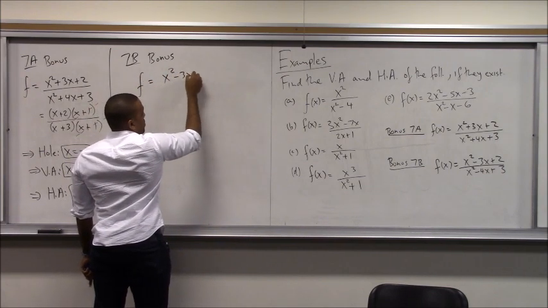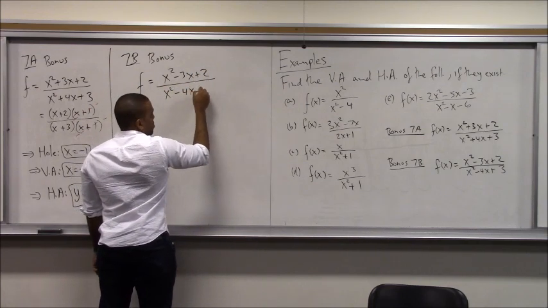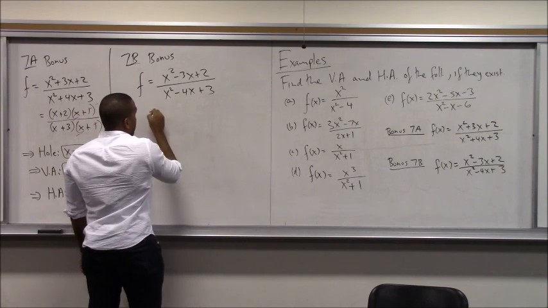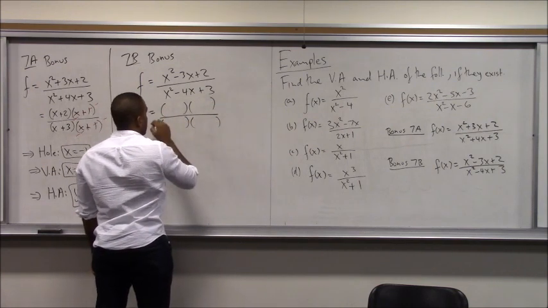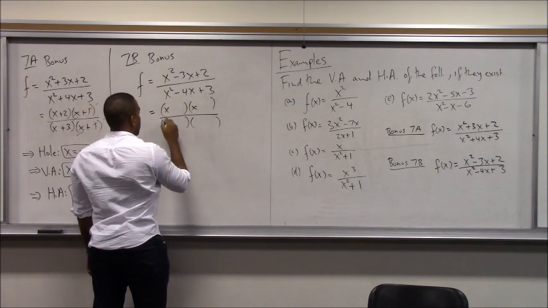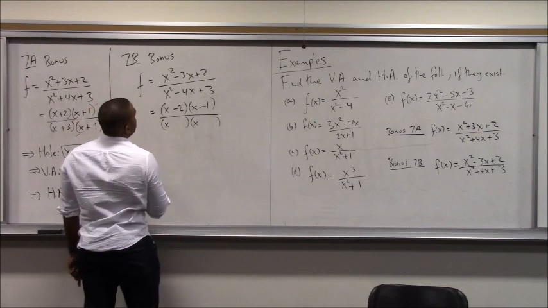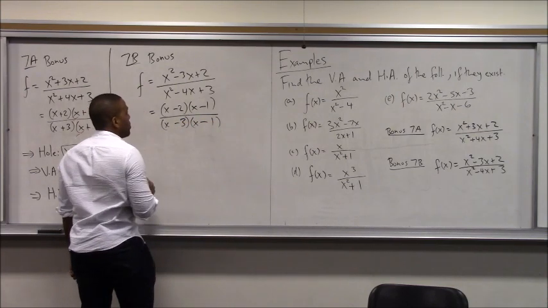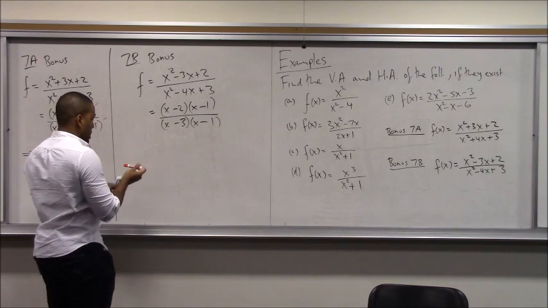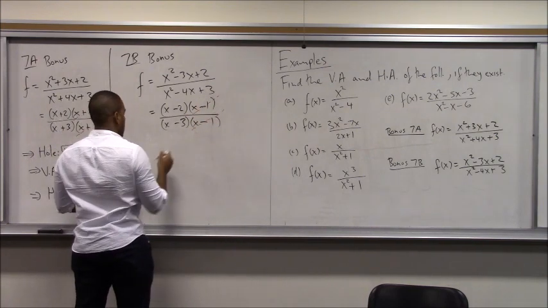x squared minus 3x plus 2 over x squared minus 4x plus 3. Again, I see two quadratics. I'm probably going to try to factor them. Whenever I see something like this, x, 2 and 1, maybe both negative. In the bottom, 3 and 1, also both negative. You'll realize that this will now cancel.